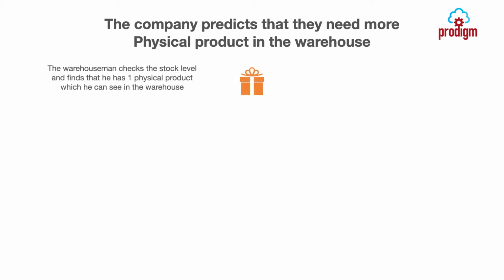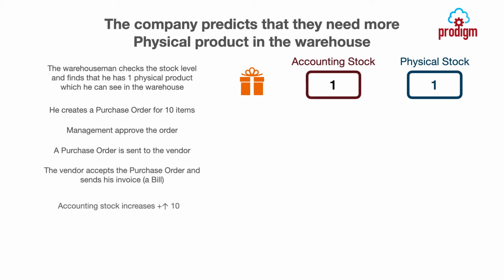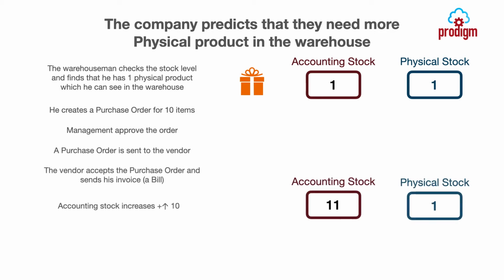This potentially begins with the warehouse man who checks the stock level and finds that he has one physical product which he can see in the warehouse. That then is seen as physical stock, but it is also known as accounting stock. So physical product will be accounting stock as well.